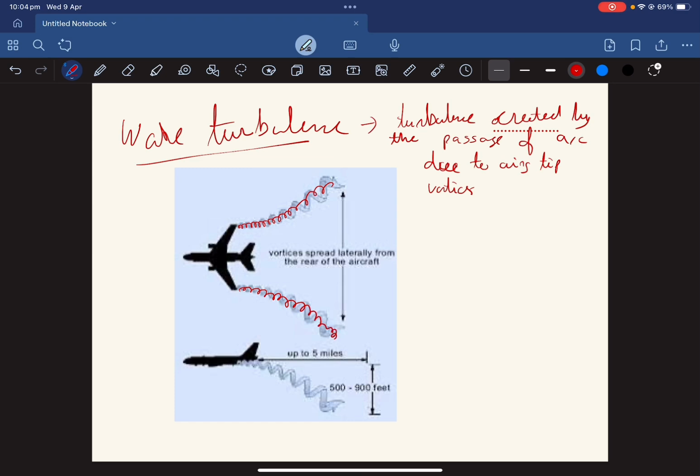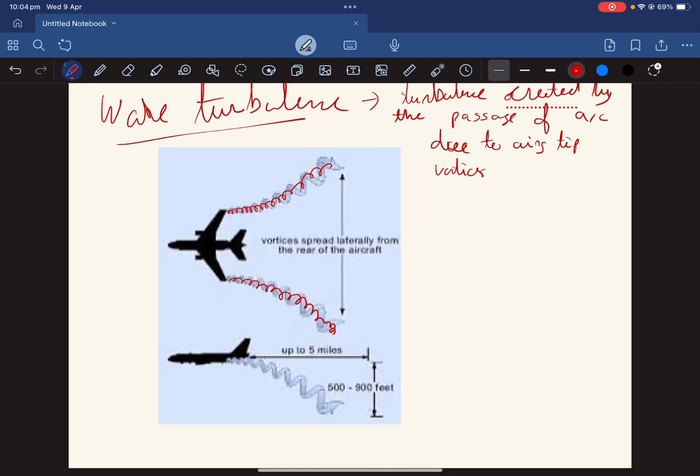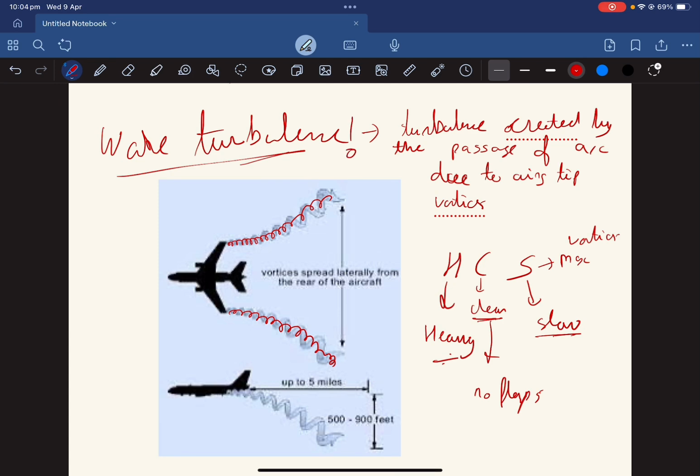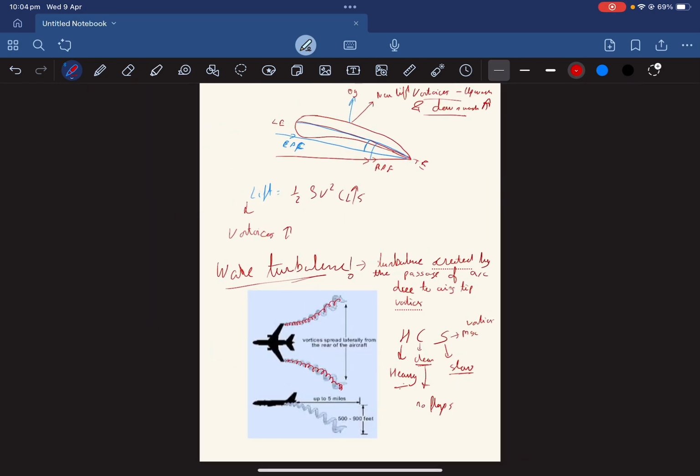So whenever you think of wake turbulence, I want you to think of a shortcut, which is HCS. H stands for heavy, C stands for clean, S stands for slow. So heavy, clean, slow. When your aircraft is heavy, when your aircraft is clean, clean means no flaps, and when your aircraft is slow, it's going to create maximum vortices. Maximum vortices means maximum wake turbulence, which is a hazard. So just remember this HCS, which is max vortices and max turbulence. It's good for your exams.